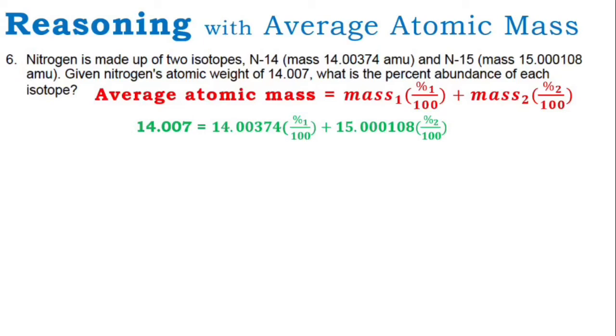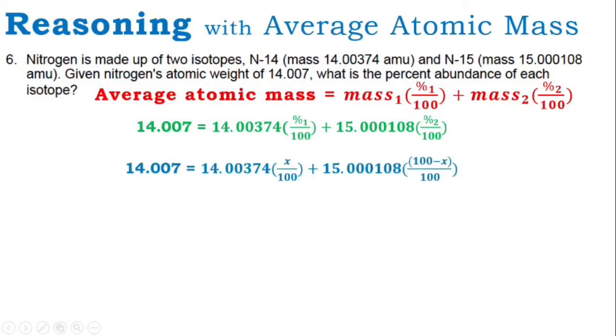So what we have to do and understand, and it's something that I've mentioned briefly before, is that our percents are going to add up to 100. So 100 minus percent number 1 is going to be the percent abundance for our second element. Basically, all of the percents of the parts are going to add up to 100%. So if I replace that percent 1 with x, so put x up on top here and 100 minus x up on top there, then I get this blue equation.